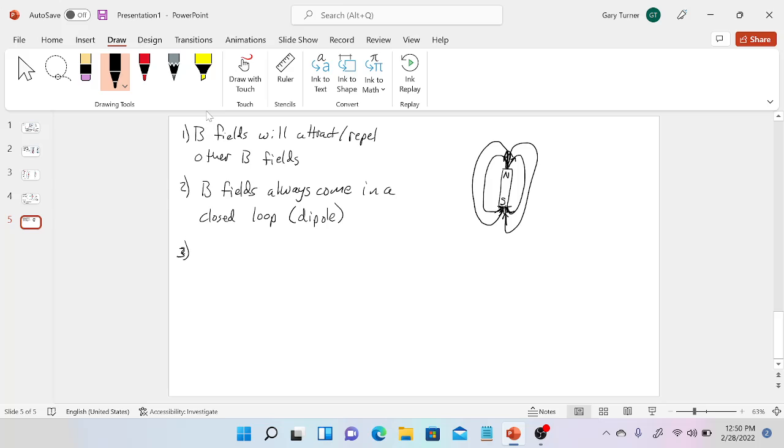Number three, if I slice a magnet, I get two smaller magnets. So if I were to take a hacksaw and cut an iron bar magnet in half, at the end of the day, what I would get are two smaller magnets and they would each have two new poles, right? And they would each have their own new magnetic field lines.